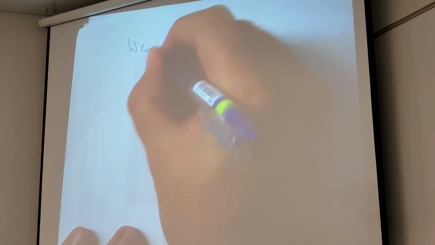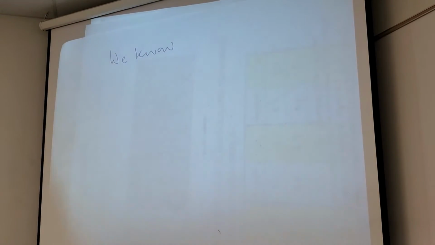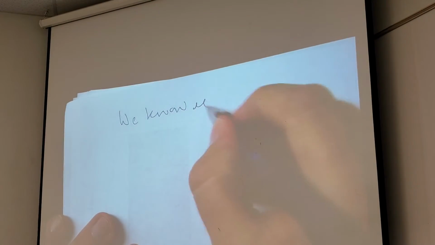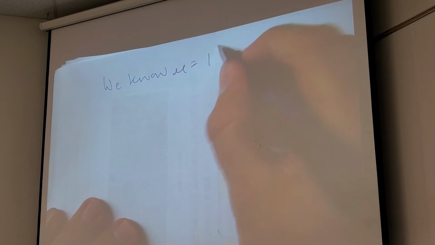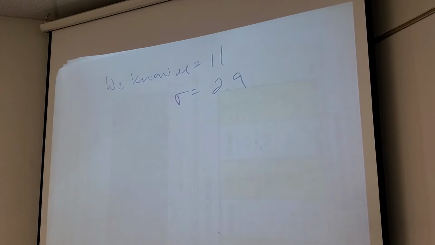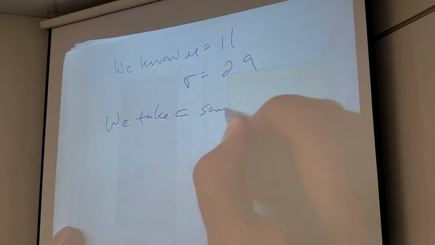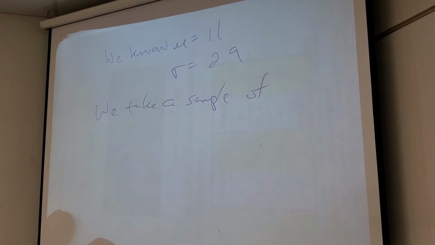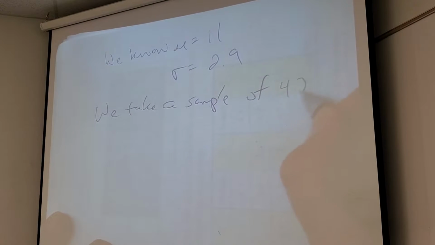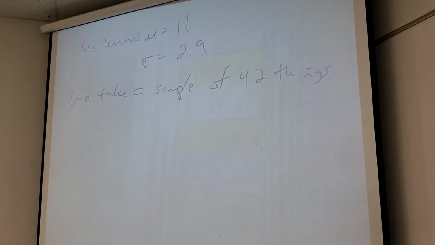So for example, we know that the mean of something is 11, and the standard deviation is 2.9. We take a sample of, let's say, 42 things. I love how specific I'm being. Is everybody with me so far?